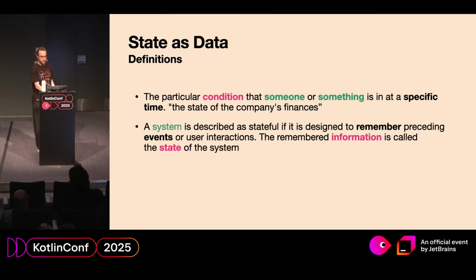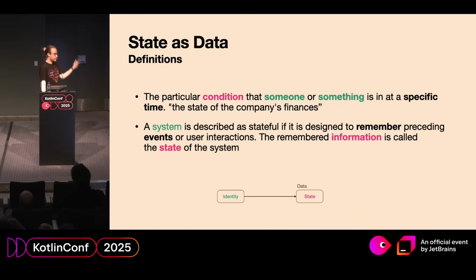And the system is described as stateful if it is designed to remember preceding events or user interaction. That remembered information is called the state of the system. I kind of forgot to mention that in previous code snippets that I was showing, I used the pink highlighting to denote data. Here I will introduce another color to denote identity. So here this someone or something that is in condition is the identity. And the condition itself is just the state. It's data.